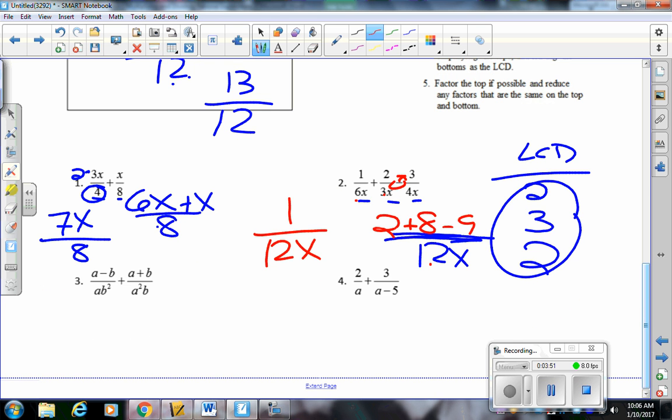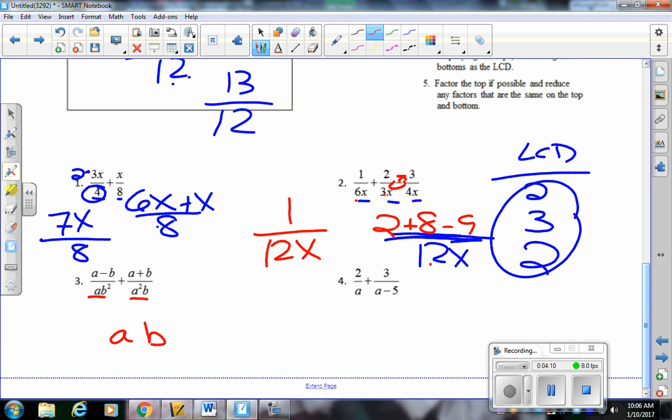All right, number 3. Okay, let's take a look. So I see a's and b's, so I know I need a's and b's, but we've got exponents here. Okay, there's no numbers. So look at your a's. In the first fraction, I only have an a 1 time. In my second fraction, I have it twice. So that means I need to see it 2 times in my LCD.